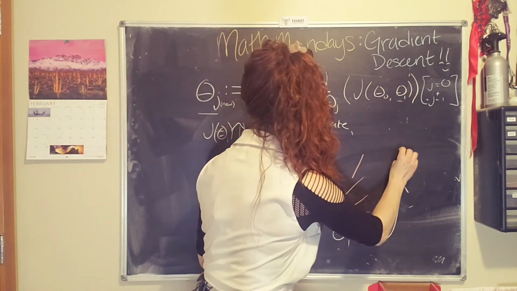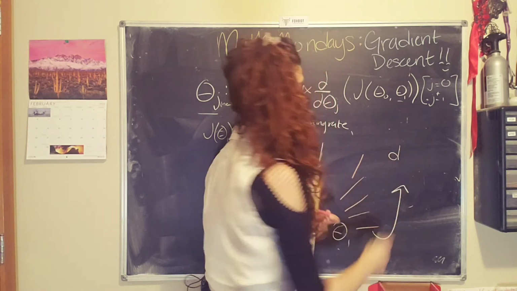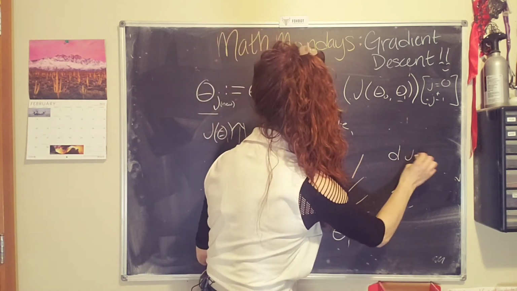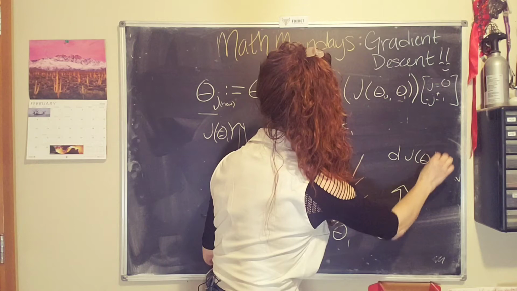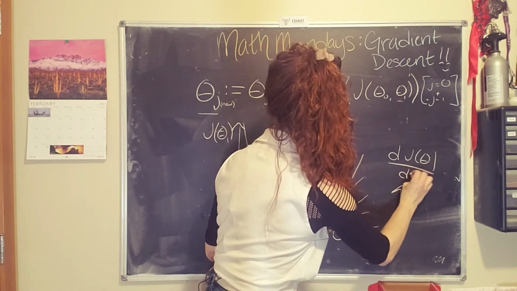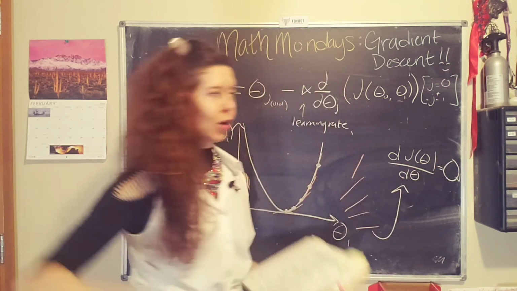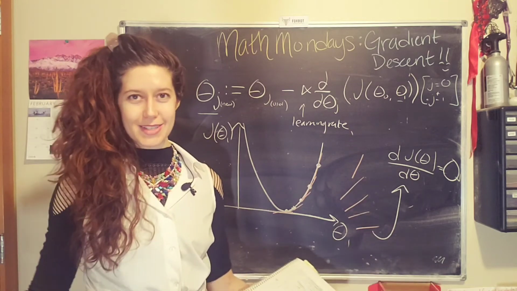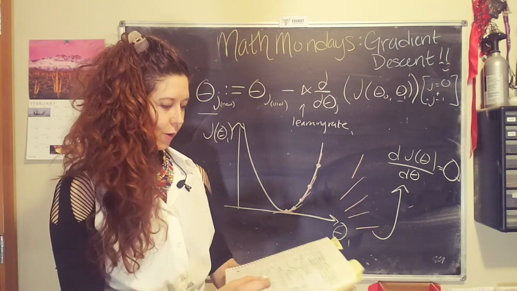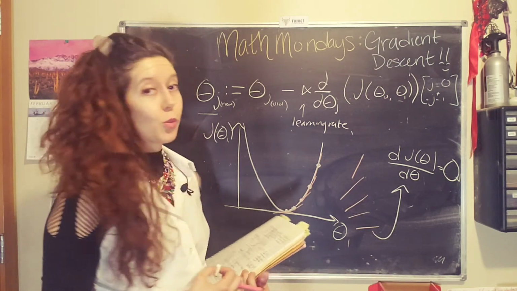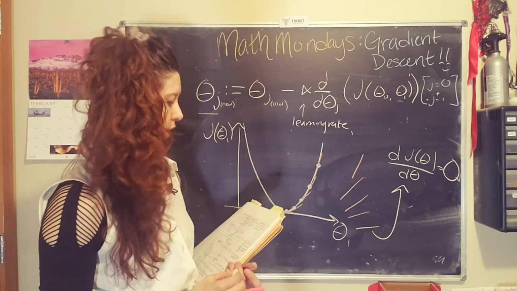Well, it actually means that the partial or the full derivative of J of theta with respect to theta is 0. Woo! Because a flat line doesn't have any slope, so its slope is 0. So that's how we know we have minimized the cost function.